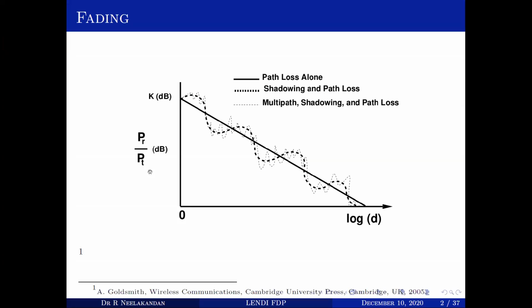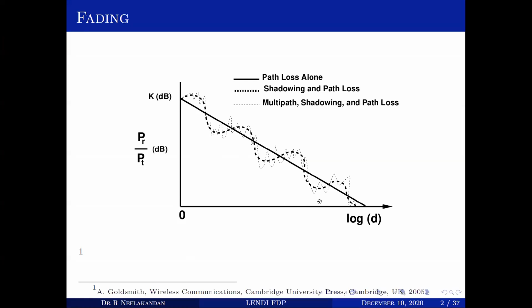Okay, so what are the different types of fading channels? That is what is given here. For example, what is path loss? What is shadowing? What is multipath shadowing? All the effects are plotted in this figure.